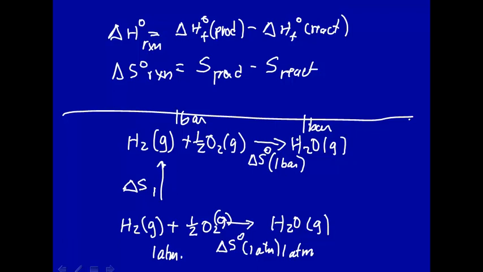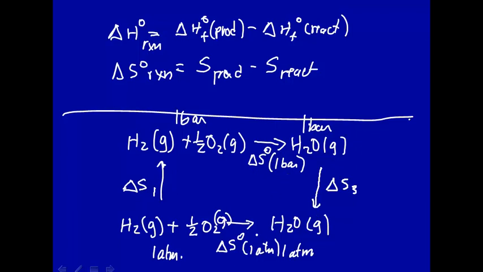Then here's the standard entropy. Now we got the products. Let's take the products down to 1 atmosphere. Call this delta S3 for the third step. So now we take the product from 1 bar to 1 atmosphere. A pressure change, which we can calculate the entropy change there. So the problem asks, what is the difference between these two quantities when you calculate it this way versus this way?